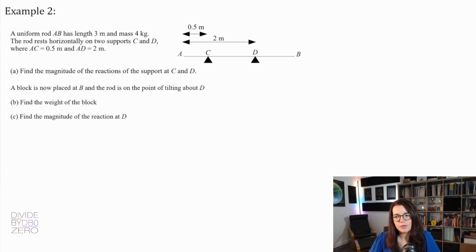Example 2. A uniform rod AB has length 3 meters and mass 4 kilograms. The rod rests horizontally on two supports C and D, where AC is 0.5 meters and AD is 2 meters. Part A, find the magnitude of the reactions of the support at C and D.